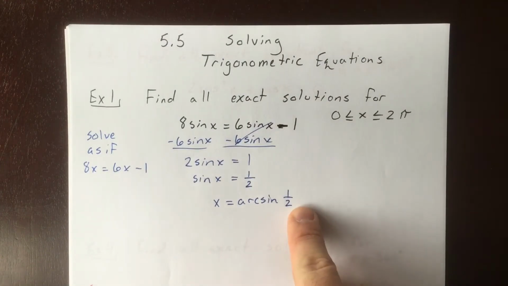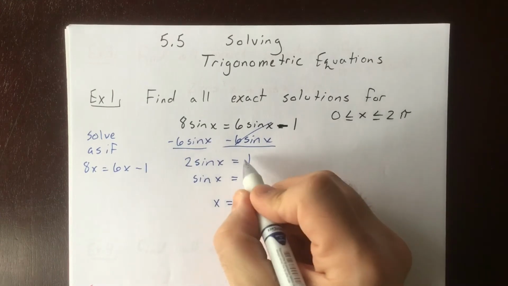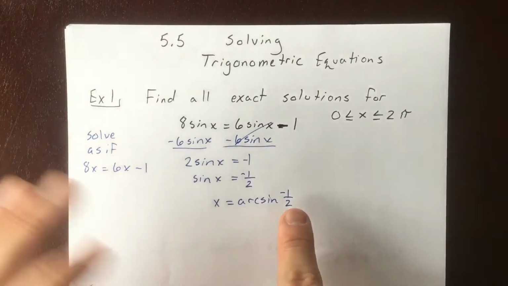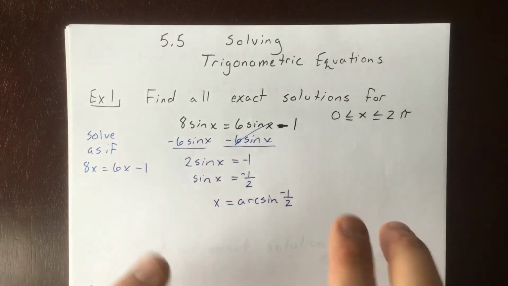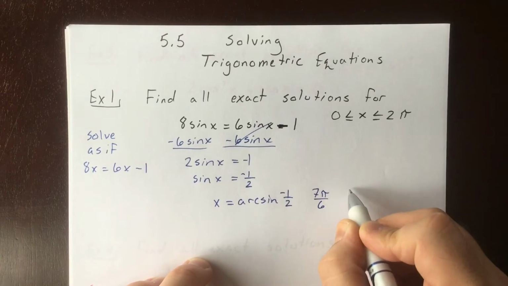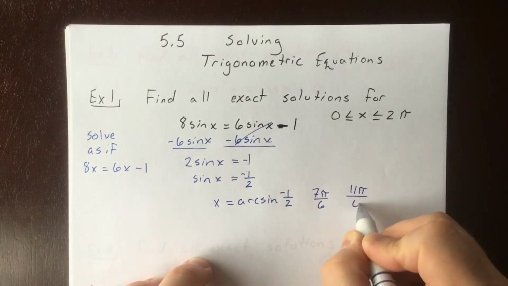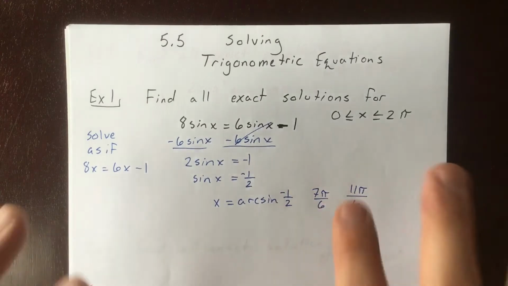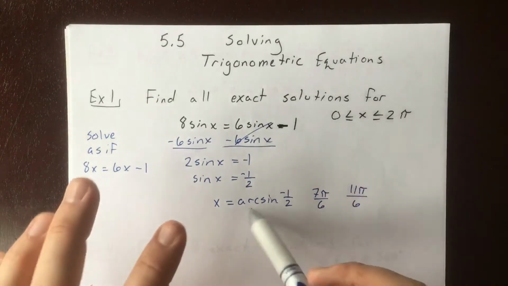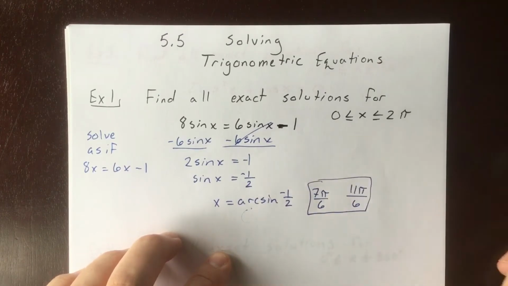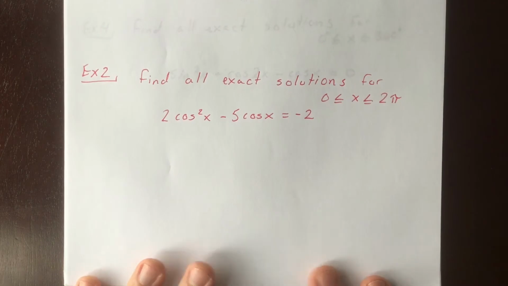So sine is, I believe this is negative 1/2, yes. So sine is negative 1/2 at 7 pi over 6 and 11 pi over 6. I do not have time to teach exactly why it's those two, because we should know this from the unit circle. You just know it. Sine is negative 1/2 at these two angles, so they are the solutions. So on to the next.